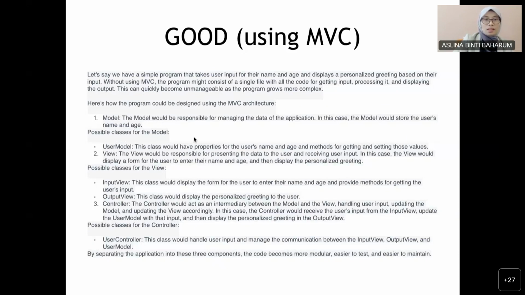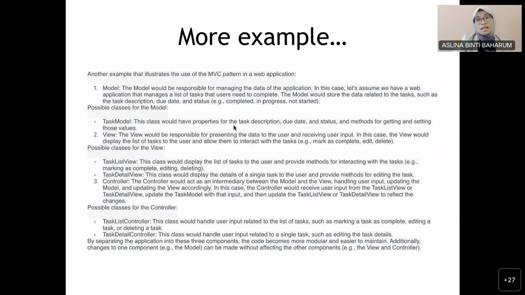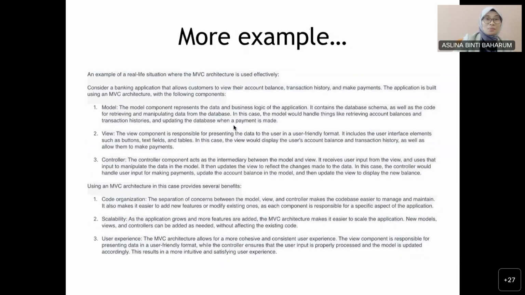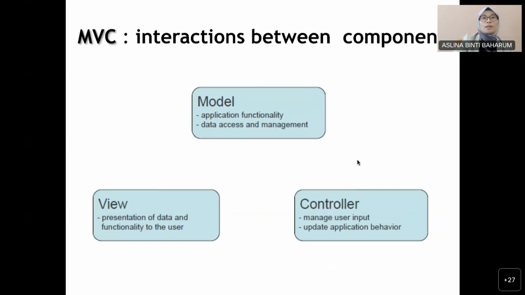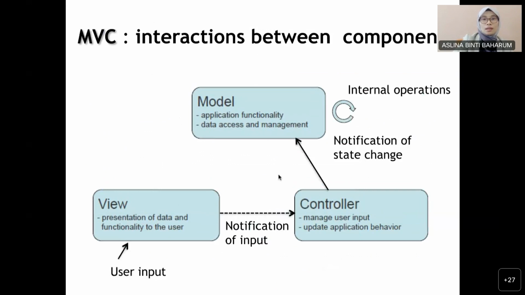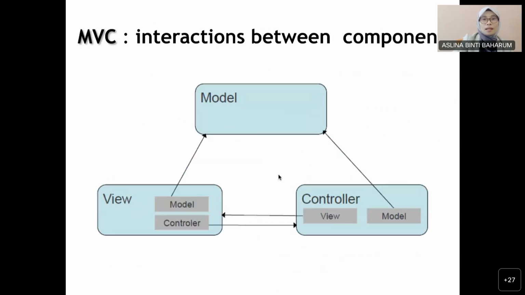Okay, so this is an example. Later on you can read, this is just an example from ChatGPT. Okay, so ideally, users use a controller to manage user input, update application behavior, and send to the model, the application function to get data access and management, and the data is sent to the view in terms of presentation of the data. Okay, so users get what they ask for, the input. Okay, so this is a more detailed explanation.